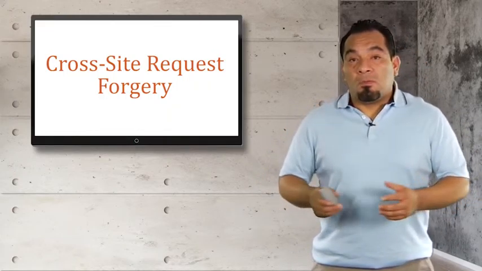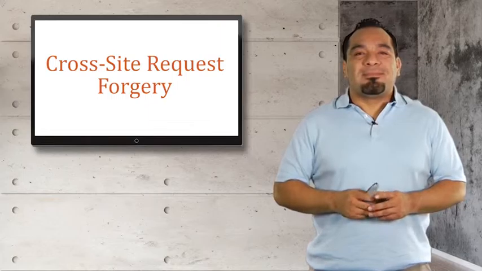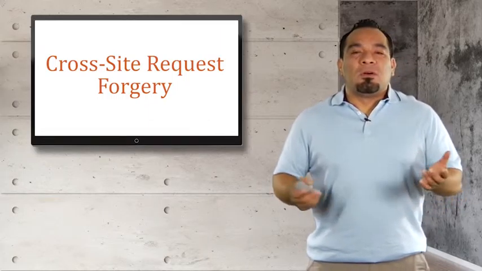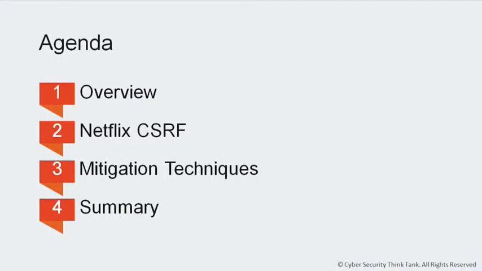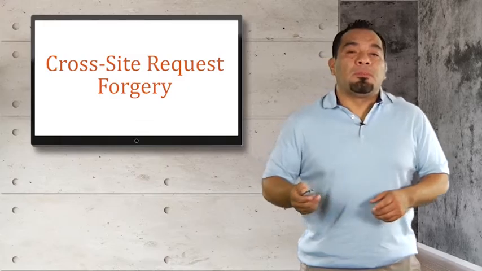I am the lead author of Gray Hat Hacking, 4th edition. So the agenda is an overview of cross-site request forgery: what it is, how it works, and some examples. We're going to have a case about Netflix from some years ago, where people were able to add movies or cancel accounts because of this attack. We're going to talk about the mitigation strategies, mitigation techniques, as usual.